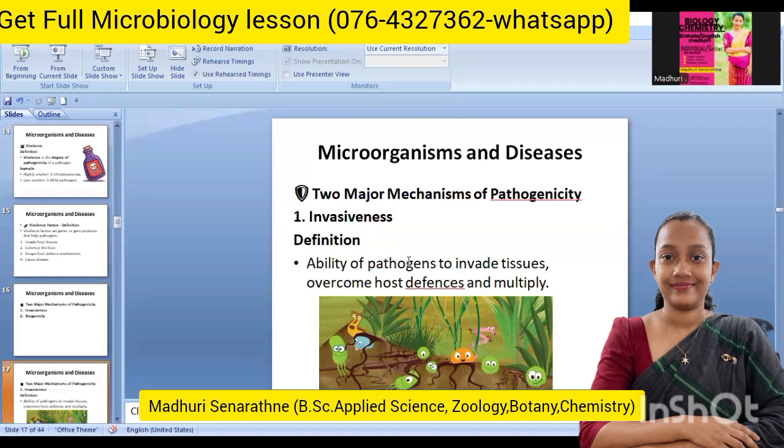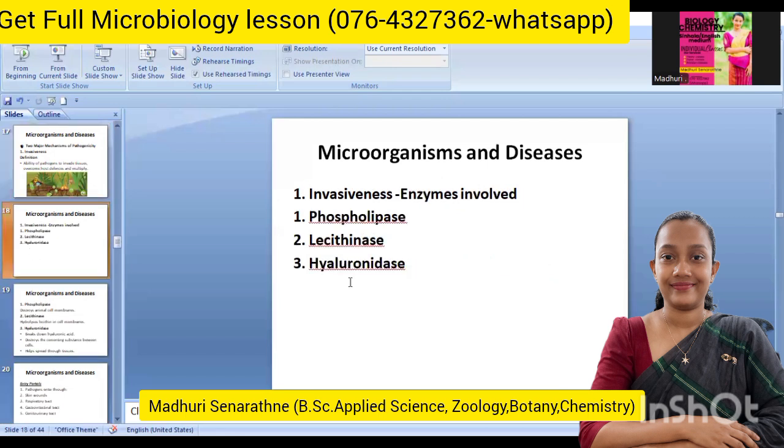Okay, there are two major mechanisms of pathogenicity. First one, invasiveness. First mechanism is what? Invasiveness. Invasiveness is the ability of a pathogen to invade tissues by overcoming host defense mechanisms, then multiply and establish colonization. For this, several extracellular enzymes contribute to the invasiveness.